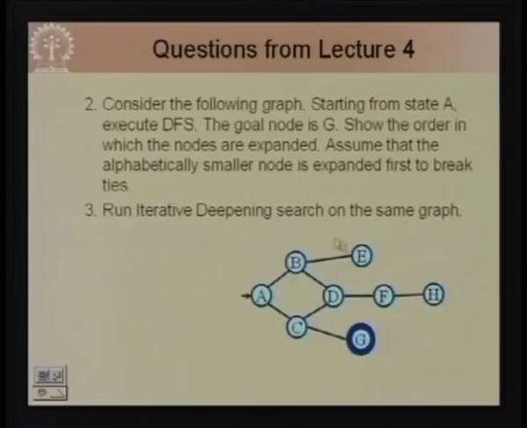Question number 2, consider the following graph. Starting from state A, you execute DFS. G is the goal node. You have to show the order in which the nodes are expanded, assuming that the alphabetically smaller nodes are expanded earlier in case of ties. On the same graph, you also run iterative deepening search. That is your problem 3.